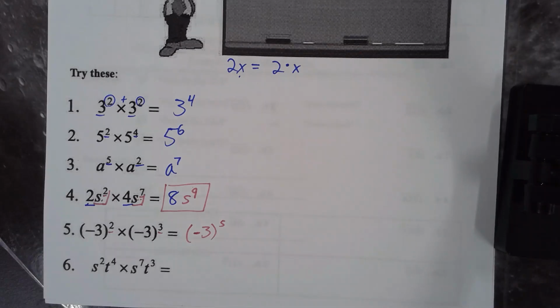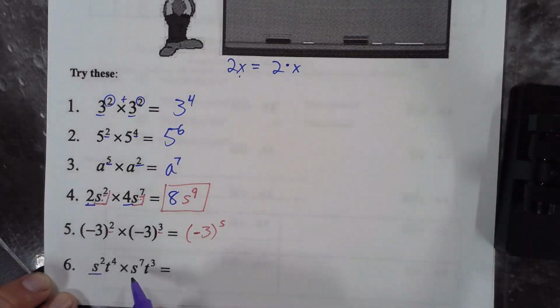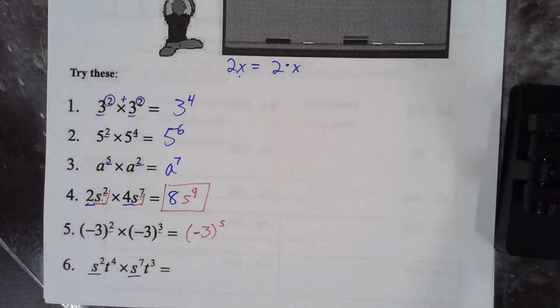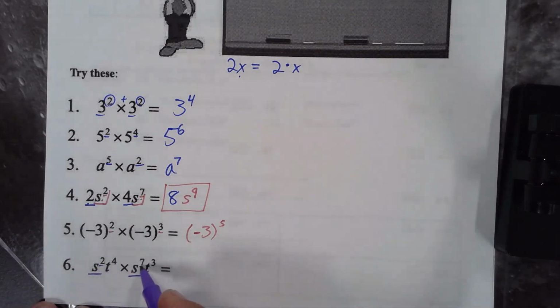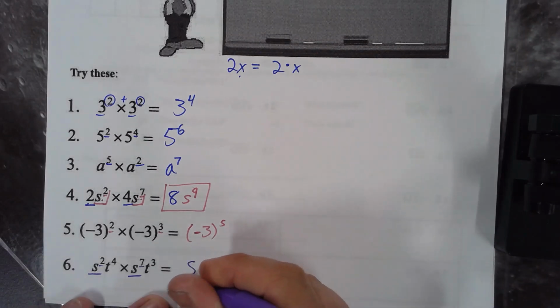Okay, number 6 looks a little bit tricky. But let's just work through it step by step. So we got s's and we got t's. So we have s to the power of 2 times s to the power of 7. So again, when we multiply numbers with exponents, we add the exponents. So we have 2 and we have 7. What's 7 plus 2? Yeah, s to the 9.